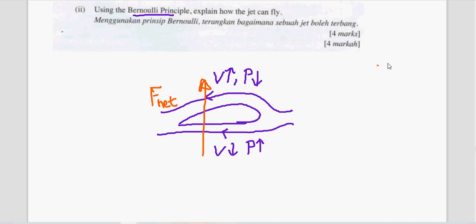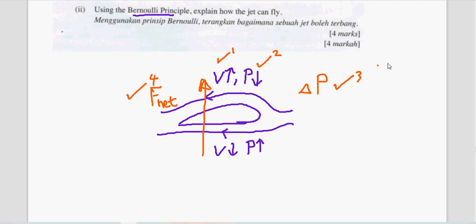So how to get 4 marks? Mark number 1 is when you mention the velocity. Top and bottom are different. Mark number 2, when you mention the pressure above and below the wing. Mark number 3 is when you mention there will be a difference in pressure. And mark number 4, a net force is produced.